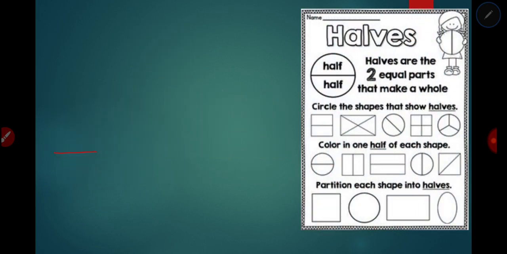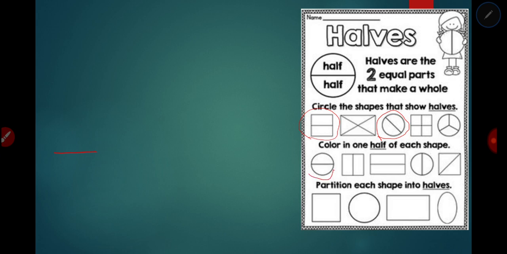Here's the example. When you say halves, halves are the 2 equal parts that make a whole. Like for example, this. And another example, this. Why? Because it is divided into 2 equal parts and that makes a whole. Okay? How about the other one?